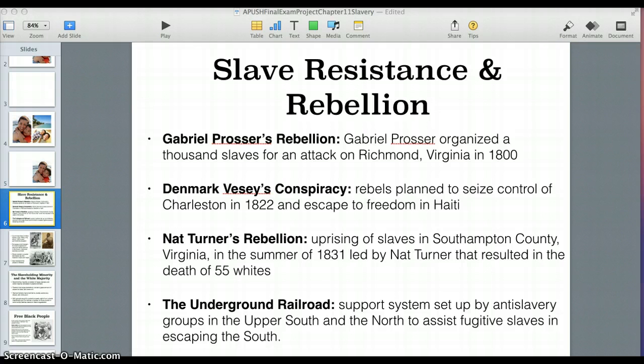Nat Turner's rebellion was the most impactful and effective slave rebellion in that it led to a great amount of deaths of whites. It was an uprising of slaves in Southampton County, Virginia in the summer of 1831, led by Nat Turner, that resulted in the death of 55 whites. However, white people were more numerous and had all the guns.